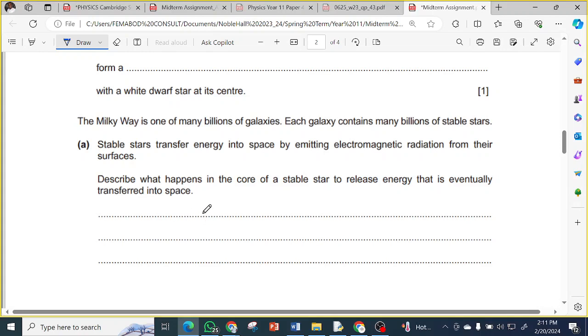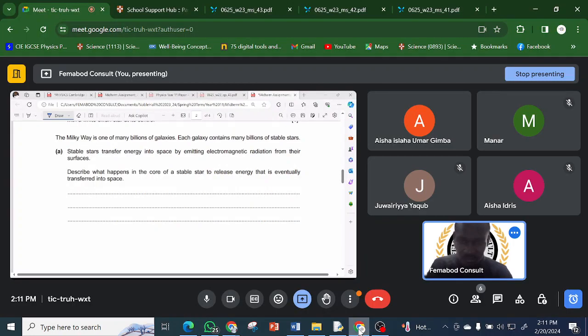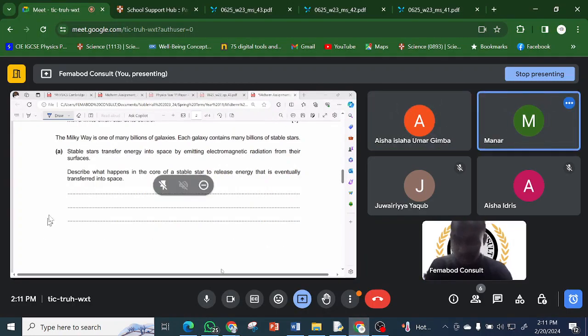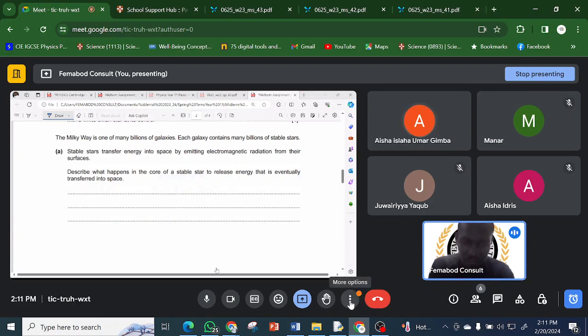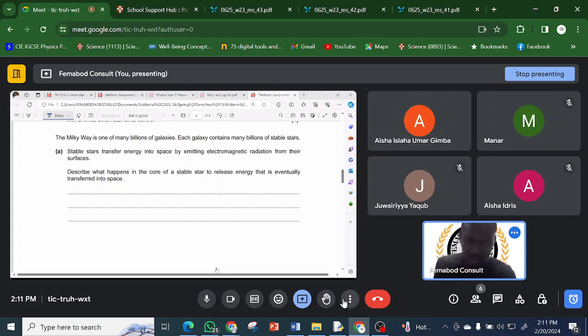Simple. Nuclear reaction is happening. Hydrogen fused together to form helium, and it releases a large amount of energy. Sir, please say it again. Okay. Nuclear reaction happens, that is, hydrogen fused together to form helium, which releases a large amount of energy.